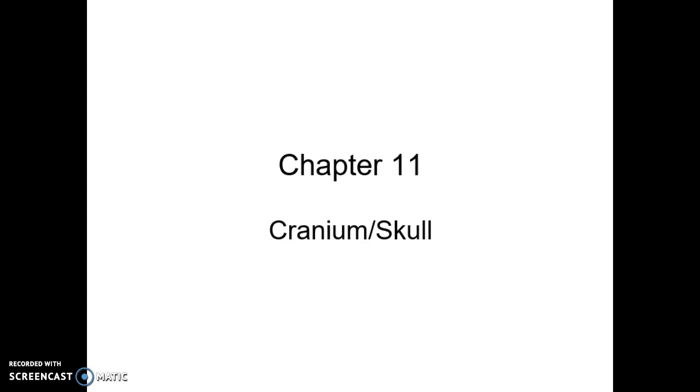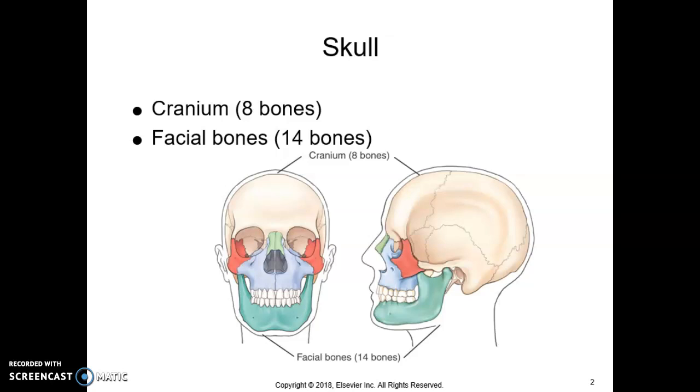So we're going to start with the skull. The skull incorporates both the cranium and the facial bones. There's 8 cranial bones and there's 14 facial bones. For the first part of this semester, we're going to focus a little bit more on those cranial bones, and then we'll move into the facial bones as well.